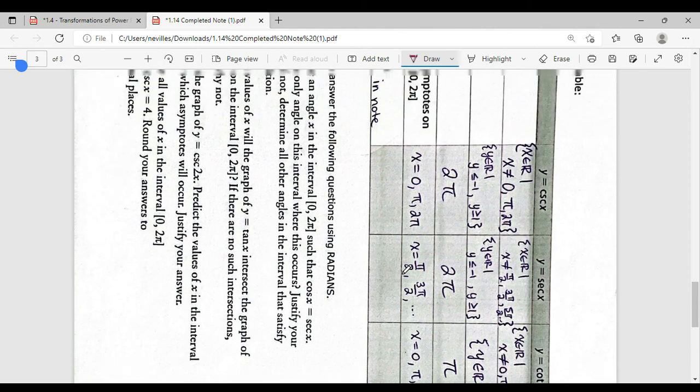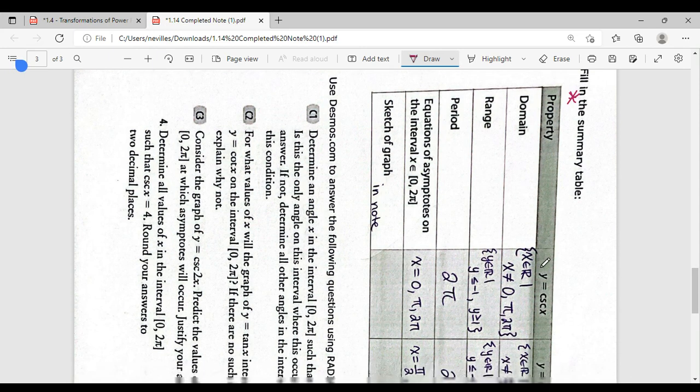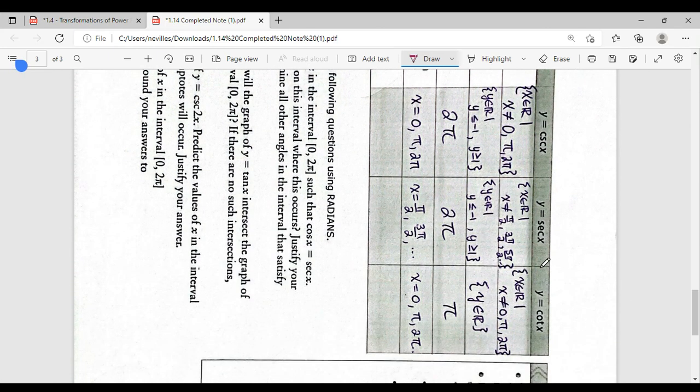If you just scroll down or go to your next page, I have a beautiful summary here in this chart. So make sure you fill this out as well when you get the chance. You can take a look at the completed note that I have posted. And then just make sure you get your practice done.